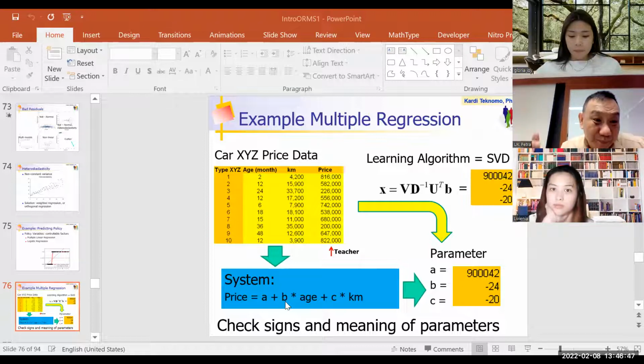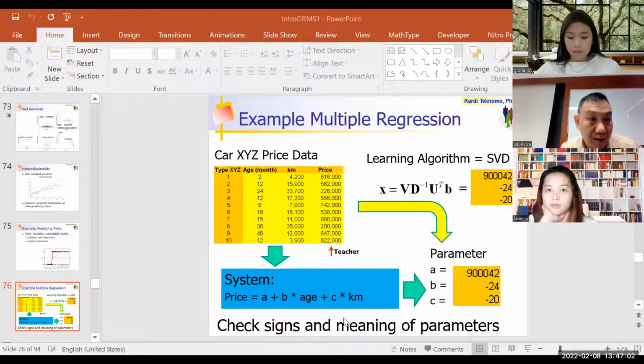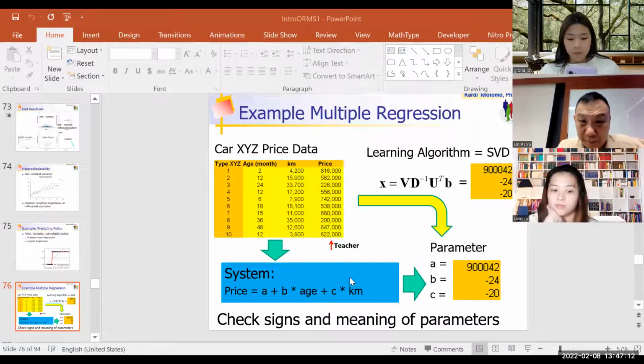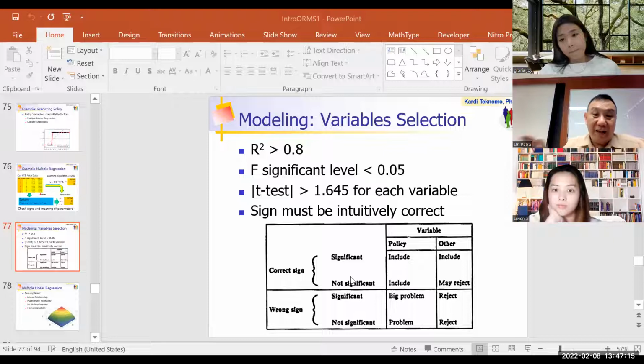You got it. Okay, so you need to check the meaning, you check the sign, and actually you can also check the value, the range of the value. Common sense or not, make sense or not. If it doesn't make sense, something is wrong with the model or the data. Okay, here is the suggestion.